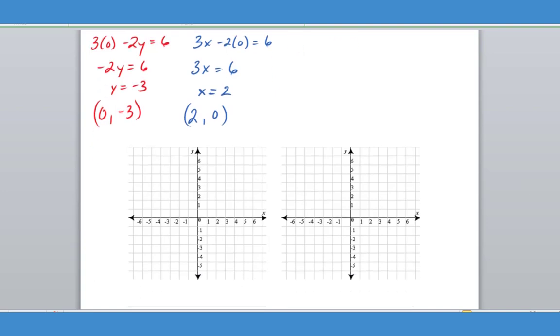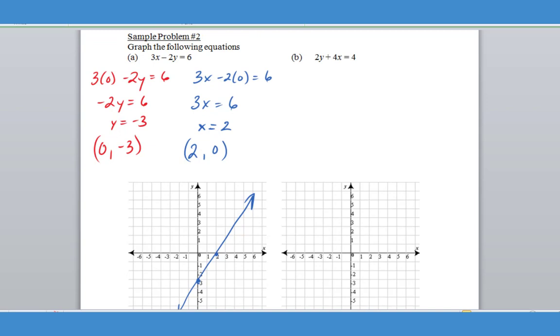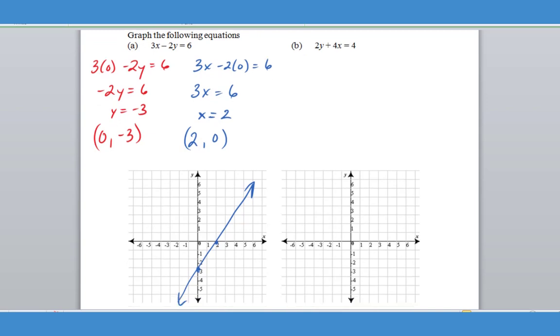And so now all I really need to do to plot this line is to simply plot 0, -3, and 2, 0, and 2 points is plenty enough to define a line. And of course I would want to use a straight edge again, which I don't seem to have at the moment, and I can draw my line. And so that is just simply the line drawn from a standard form equation. Pretty straightforward, using the intercept method.